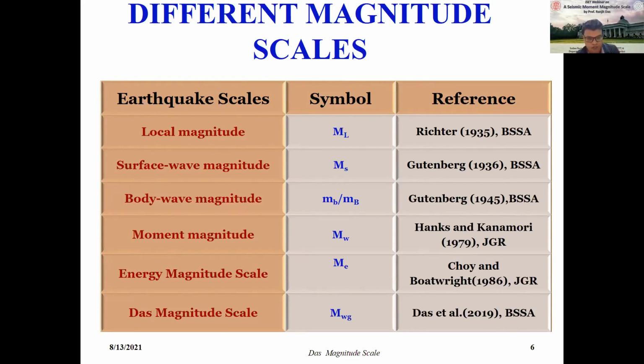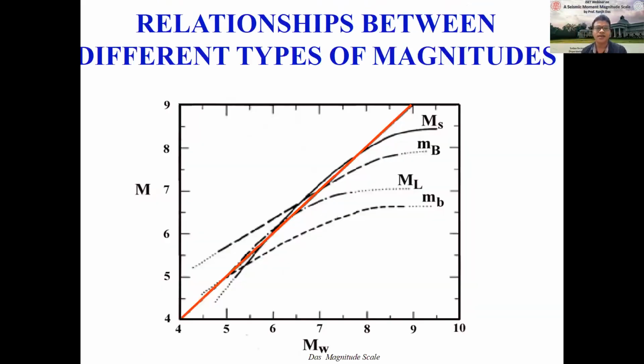This is called the energy magnitude scale, because many people suggested that only one scale cannot represent earthquake size properly. So on the basis of ground velocity, this energy magnitude scale was developed by Choy and Boatwright. This energy magnitude is generally reported by the NEIC website. In 2019, we developed another scale, called the Dash magnitude scale and represented by MWG, also published in BSSA. So there are some limitations between the different magnitudes.